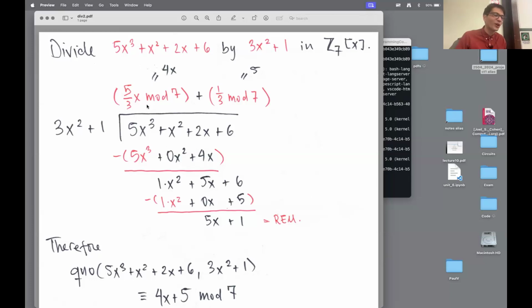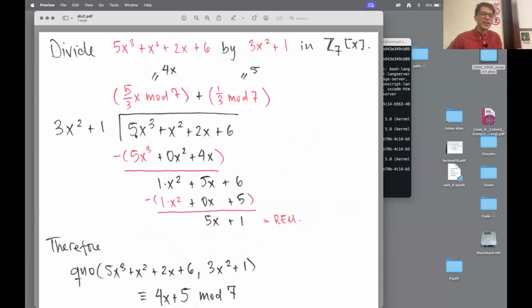But who cares about all this arithmetic? The computer's going to handle it. So 4x times this gives what? This is going to give us 12x cubed, which is 5x cubed, because we're working mod 7. Then we're going to get 0x squared. I like writing in the 0 terms because it makes the sums line up. And then we get 4x. We start taking differences. 0, perfect. That's exactly how we set this up.